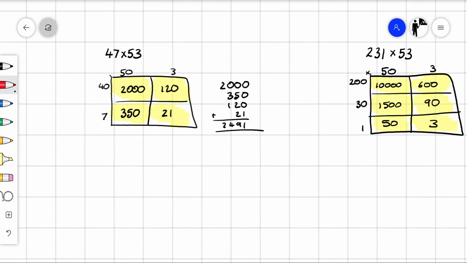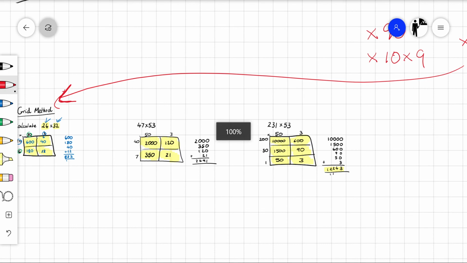But when we can't split them up, we can use our grid method, work out the 4 sections and add them together, or in the last example, the 6 sections and add them together. Hopefully that was helpful. Thank you very much.